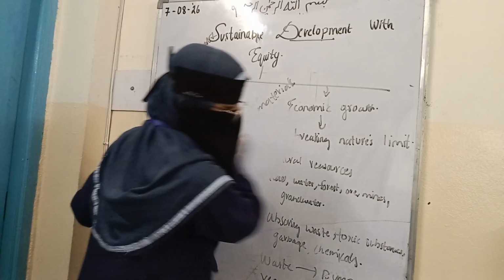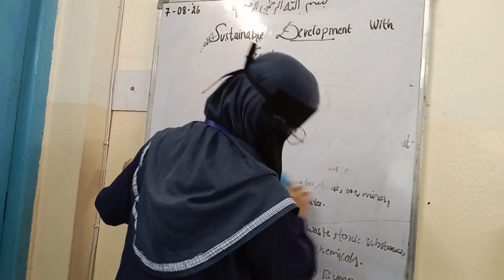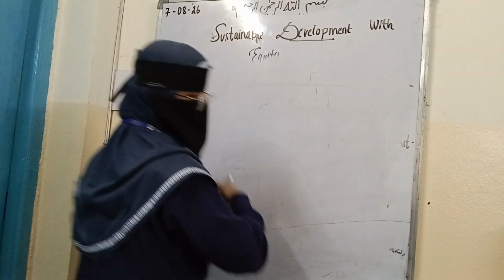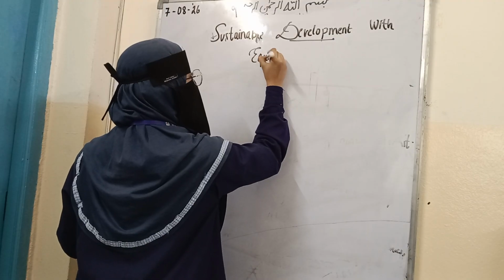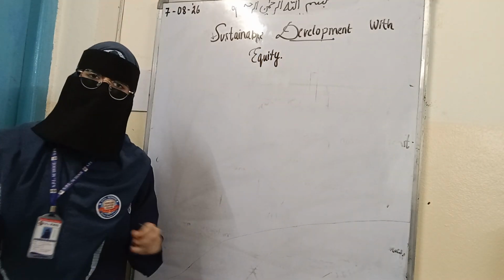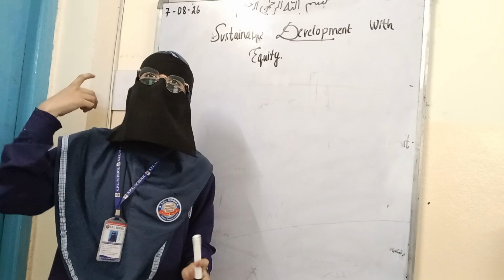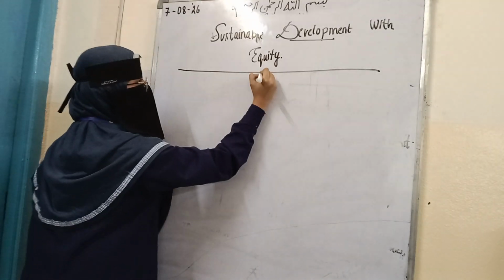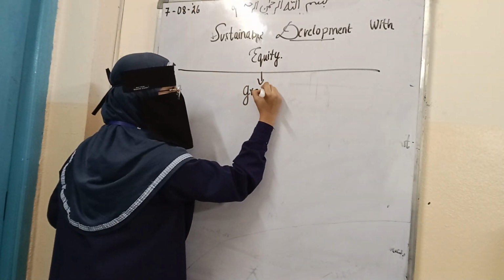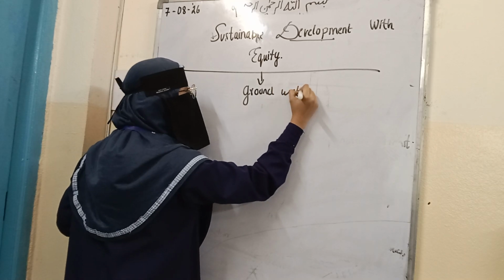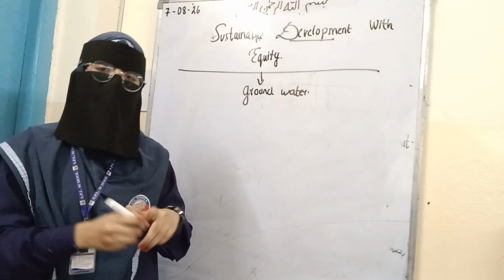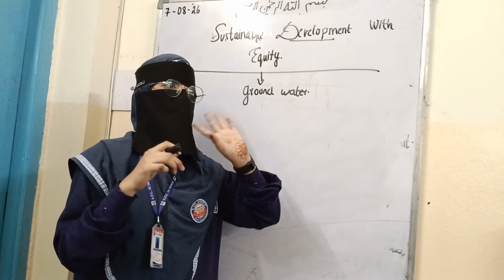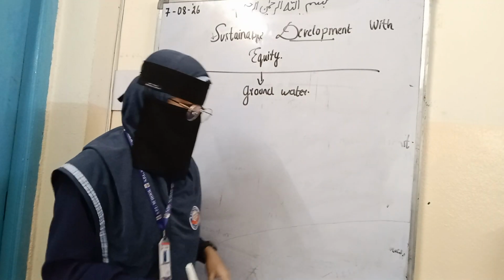The next topic is danger of groundwater. In almost every second house we see, there might be boreholes which are run through diesel or electricity, drawing groundwater. Groundwater is just the water which is stored inside the ground, which we extract through borewells or tube wells with the help of diesel or electricity.